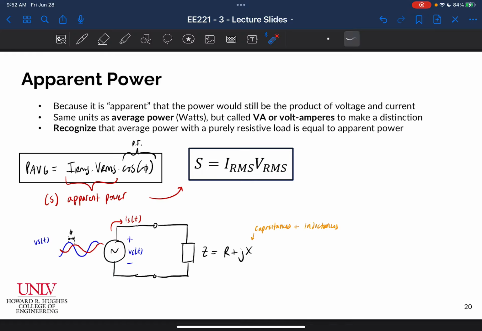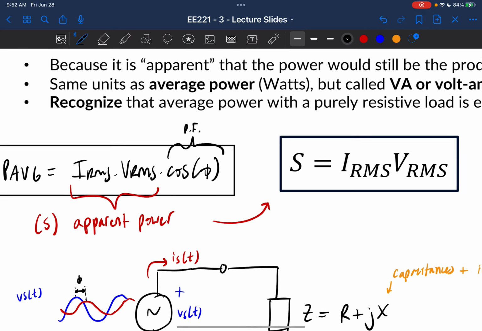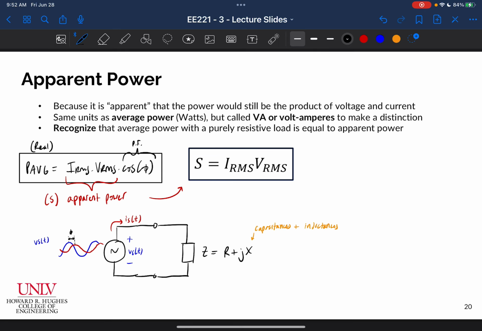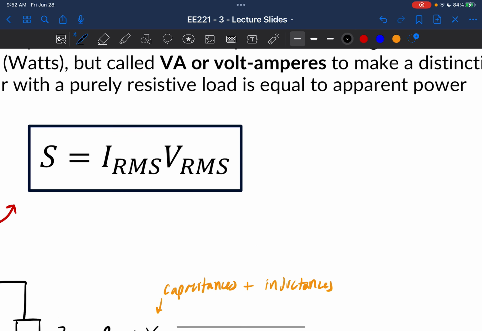It is still the product of the voltage and the current, basically just leaving out the cosine term that we have here when we calculate real power, which is also called average power. To distinguish it from real power, apparent power doesn't use units of watts. It's still current times voltage, but they use volt amperes, and it will always be denoted in volt amperes.